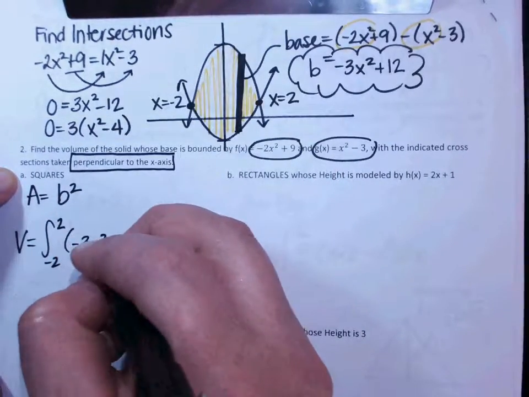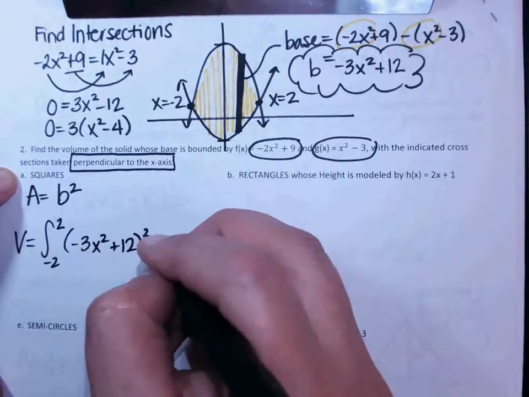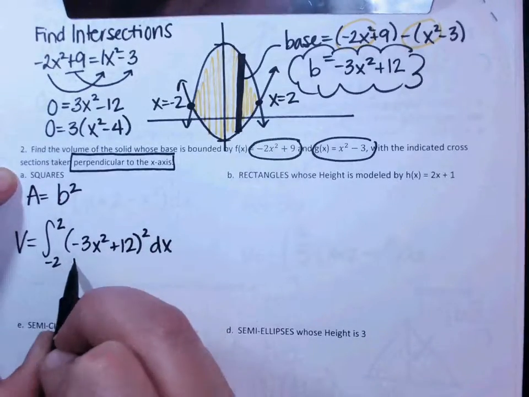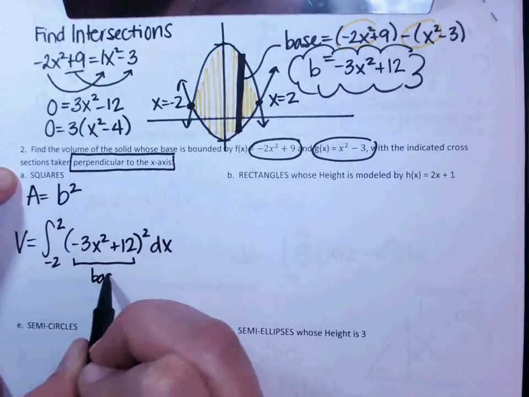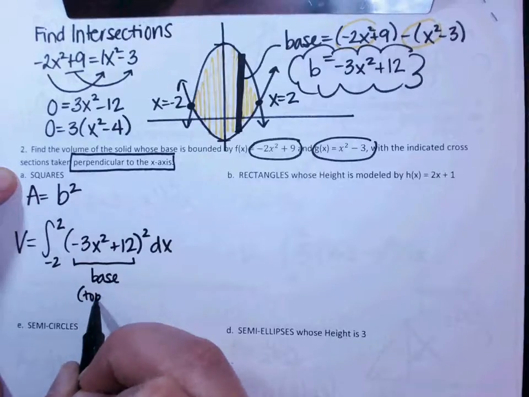Negative 3x squared plus 12 squared dx. Remember, this in here is your base, where you do top minus bottom.